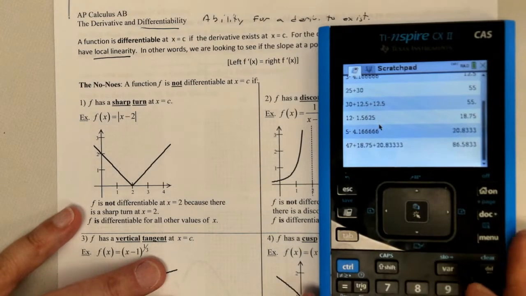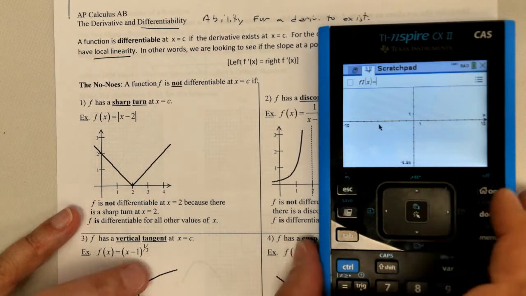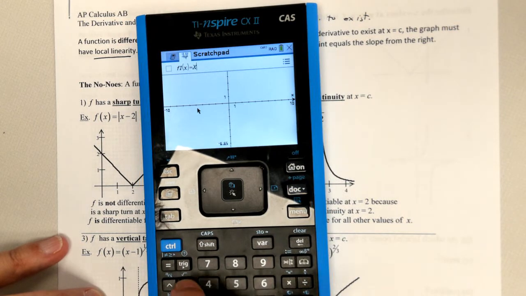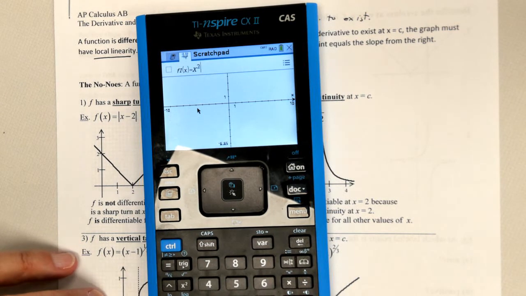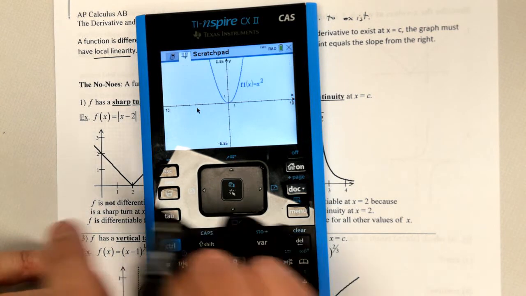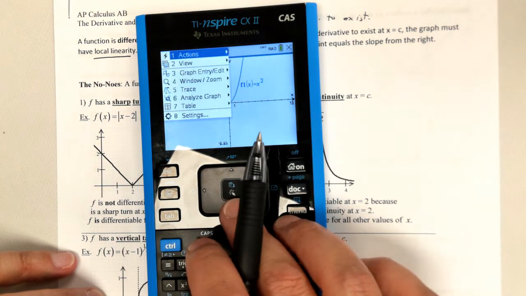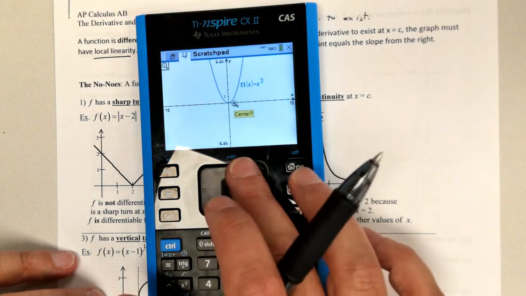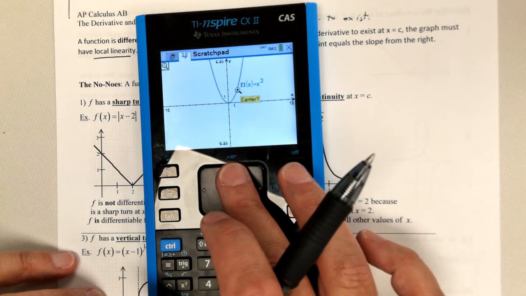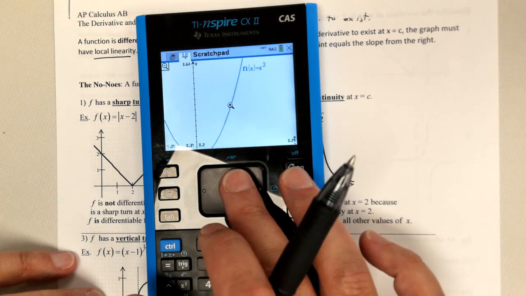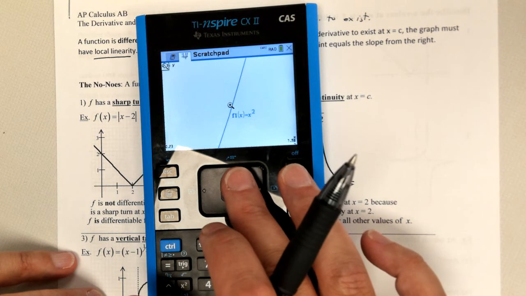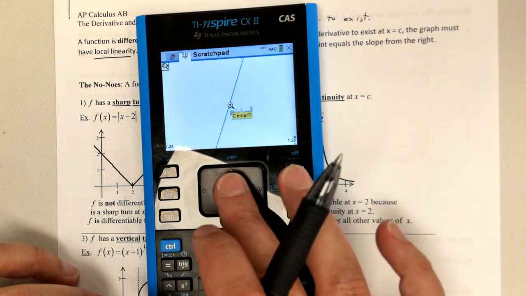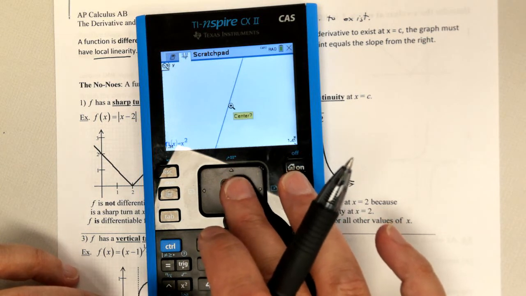Let's say I wanted to graph the function y equals x squared. If I graph that, we get our parabola. And let's say I just want to zoom in. I'm going to pick some x value right here. If I keep zooming in at this point, you'll notice the more I zoom in, the straighter it's going to look, and the more we zoom in, it looks straighter and straighter.